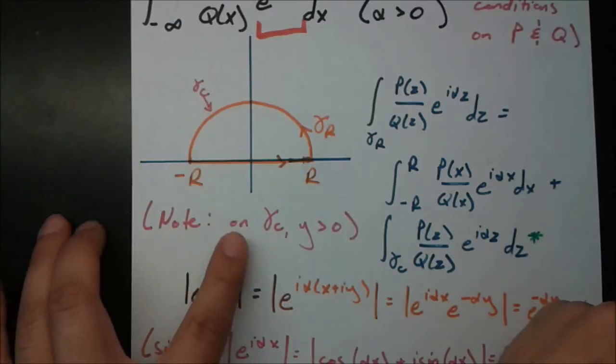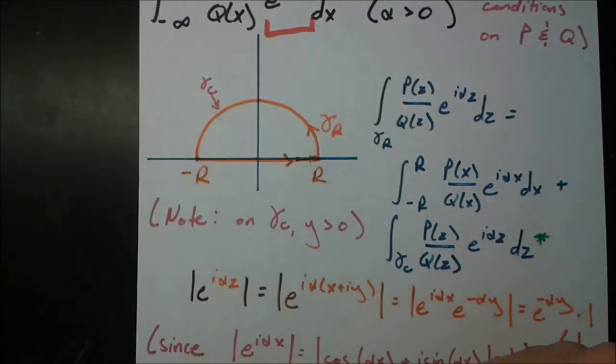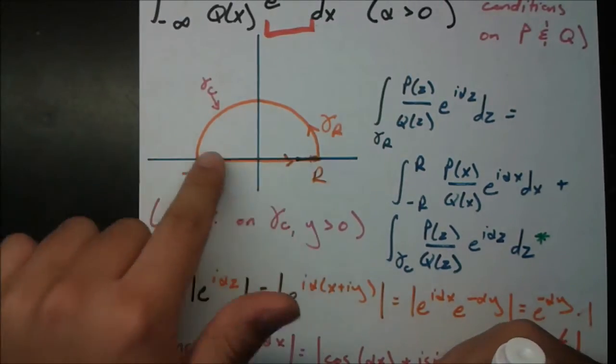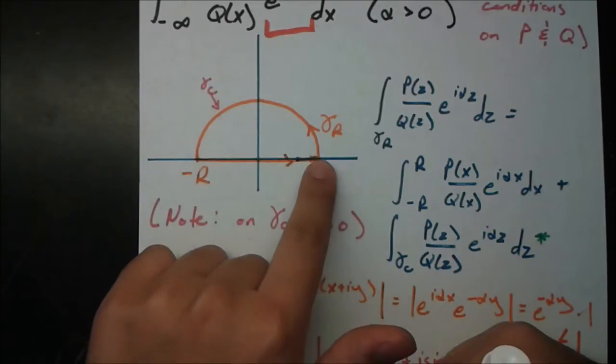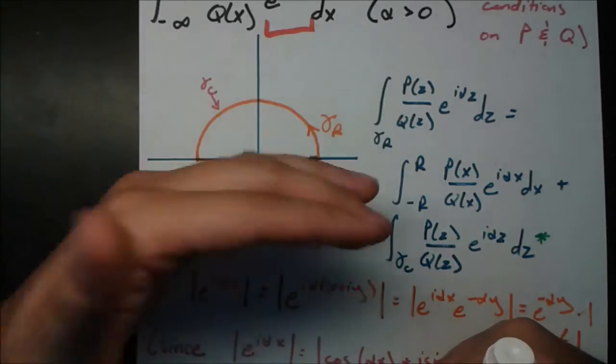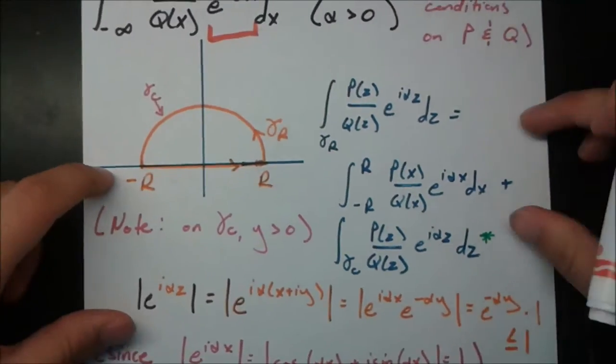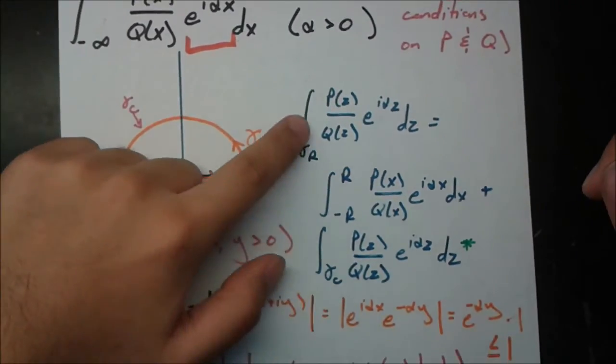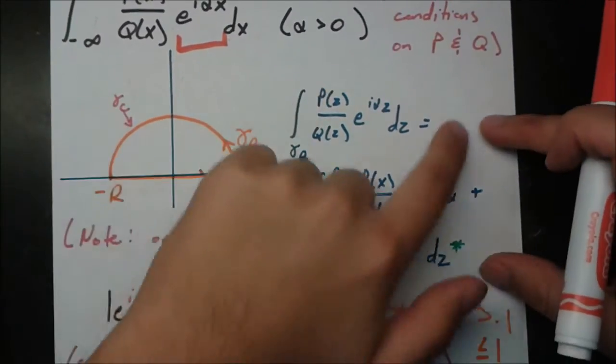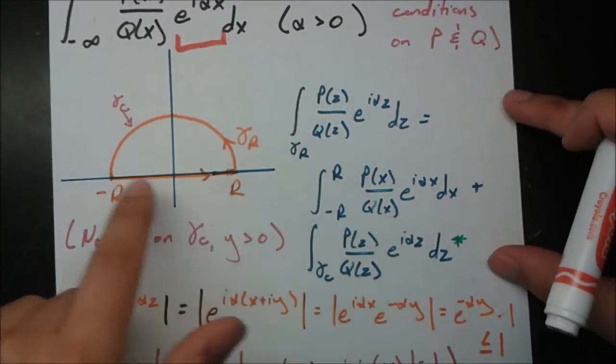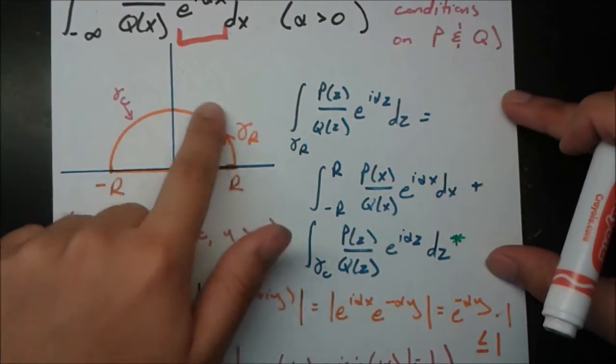Note that on gamma sub c, y is always positive. So keep in mind that this gamma sub c does not include any part of the real axis. It's purely above the real axis. Next, we're going to write the integral, and this integral can be broken into two parts: the integral on the line from here to here, and the integral on the curve from here to here.